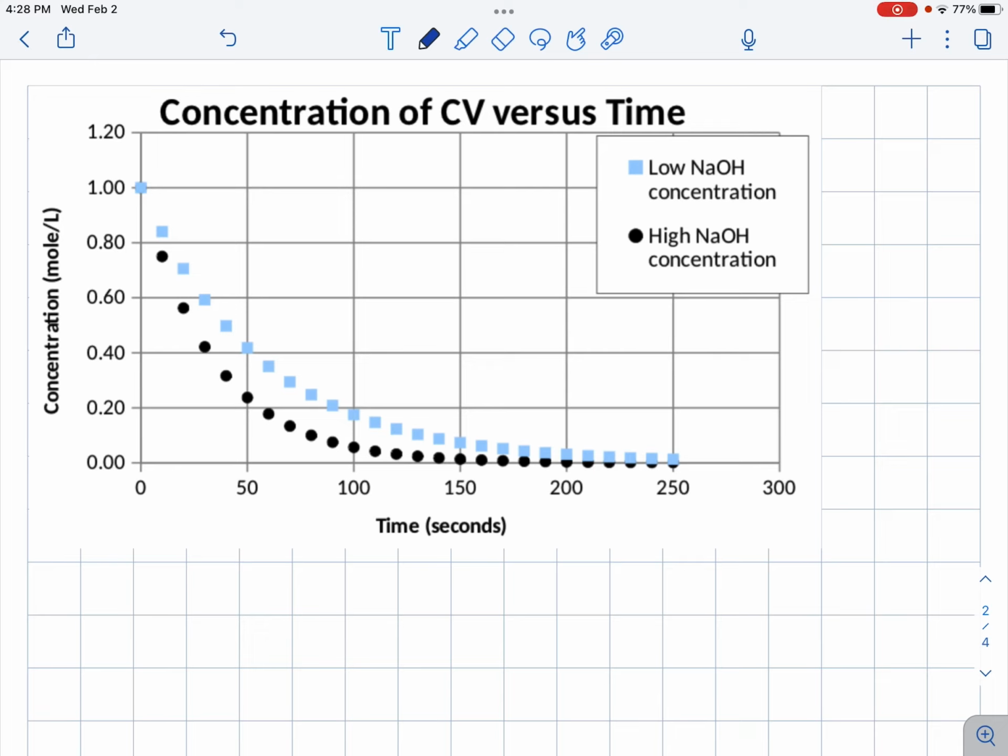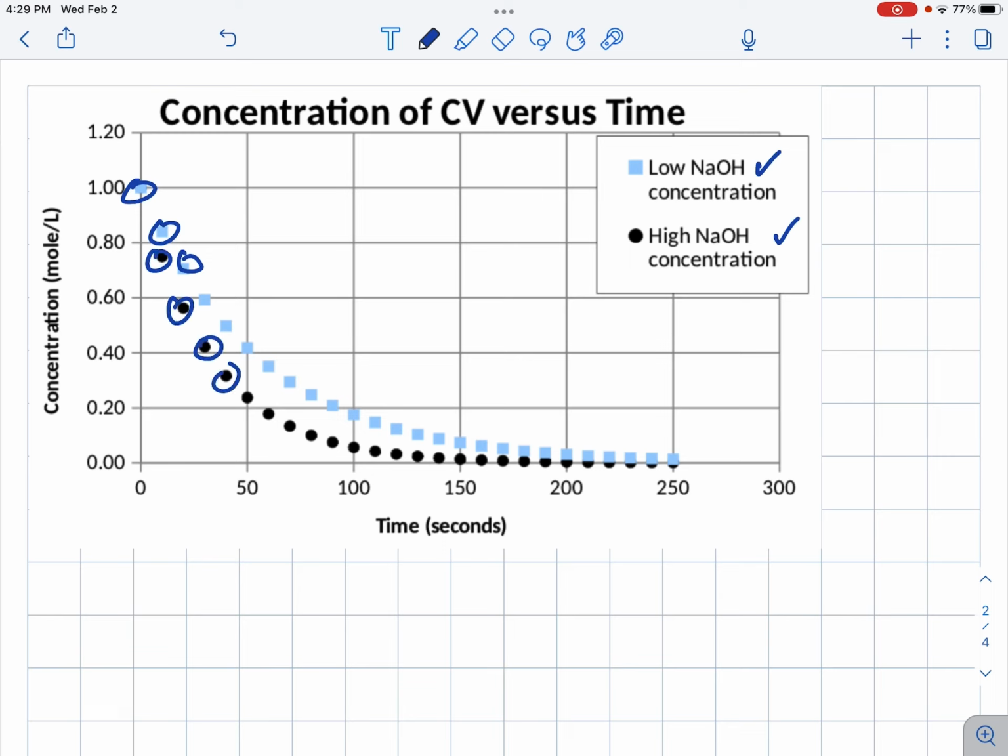So this is two experiments. This is a reaction between crystal violet and sodium hydroxide, and we do this a lot as a demo in class as well as in the lab. If you haven't seen this one, you'll get to play with it in lab at some point, I'm quite sure. And so imagine that we've done this experiment twice. We've mixed the crystal violet with a low concentration of sodium hydroxide and then a second time with a high concentration.